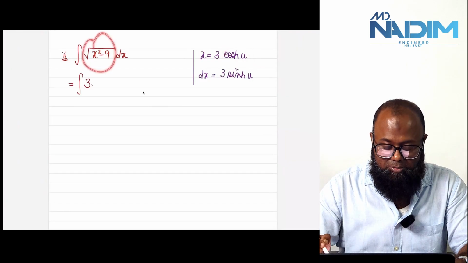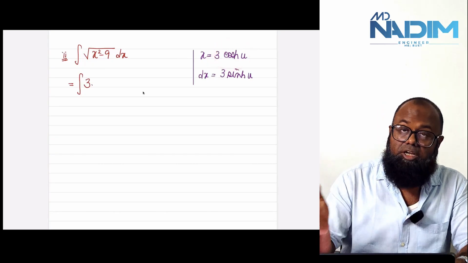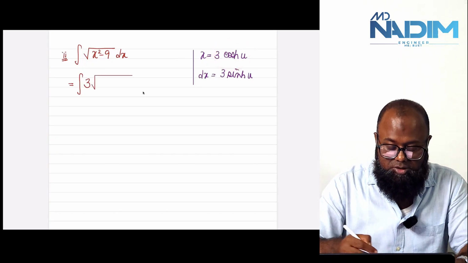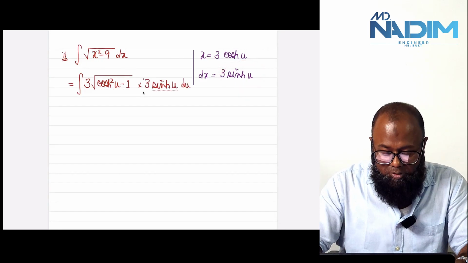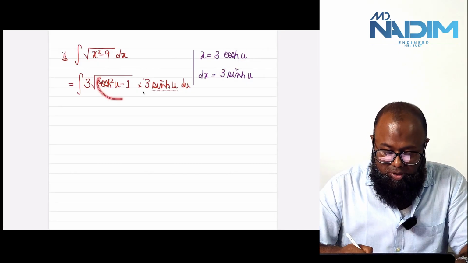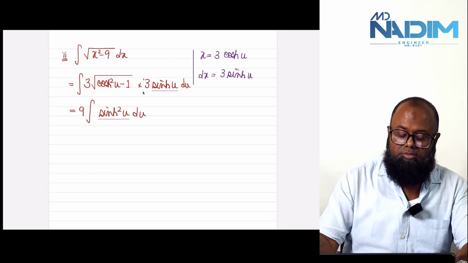Now root over x squared minus 9, that is x squared is 9 cos squared. So I have taken 9 out of the square root sign. So it is 3 here. So it would be cos squared u minus 1, and dx is 3 sin u du. Now, cos squared u minus 1 is sin squared. Now, it is like this. If I simplify, I'll get this.